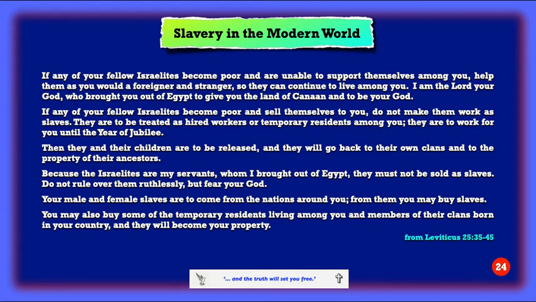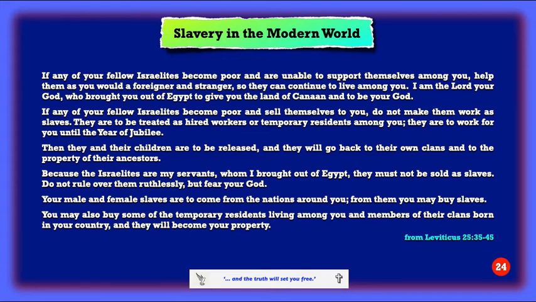Then they and their children are to be released. They will go back to their own clans and to the property of their ancestors. Because the Israelites are my servants whom I brought out of Egypt, they must not be sold as slaves. Do not rule over them ruthlessly, but fear your God. Your male and female slaves are to come from the nations around you. From them you may buy slaves, but remember the word slave could mean servant. You can get domestic servants, but you don't exploit them.